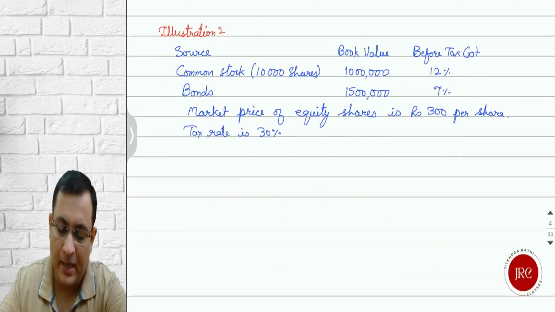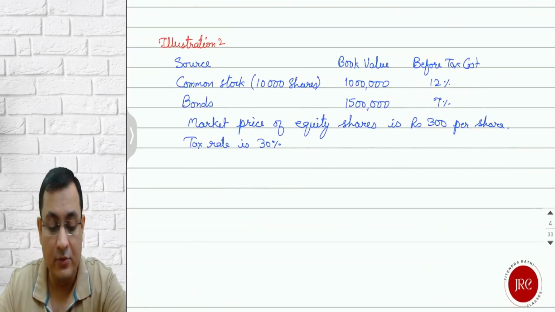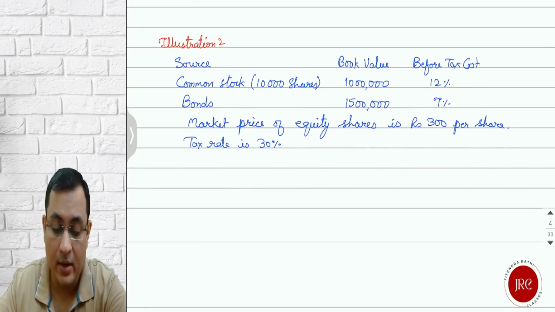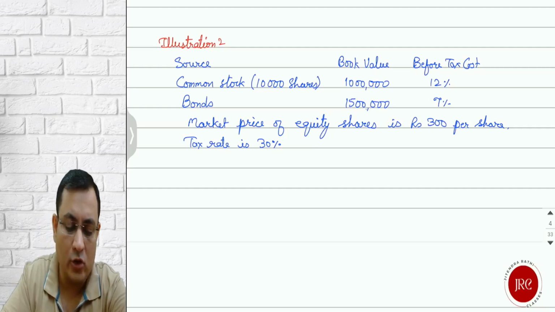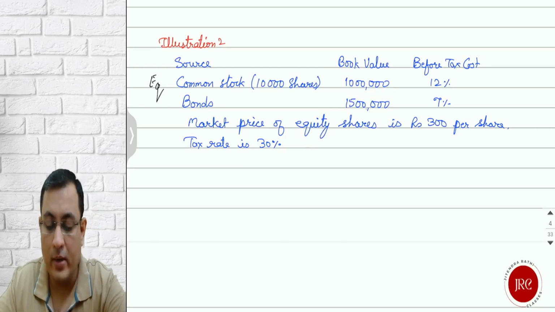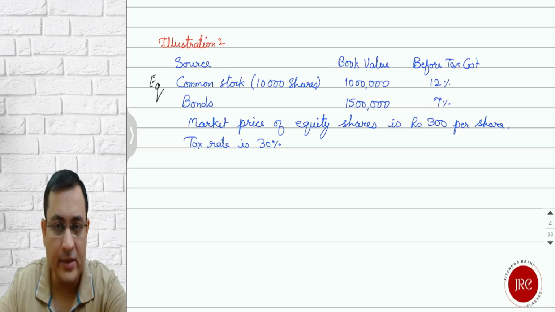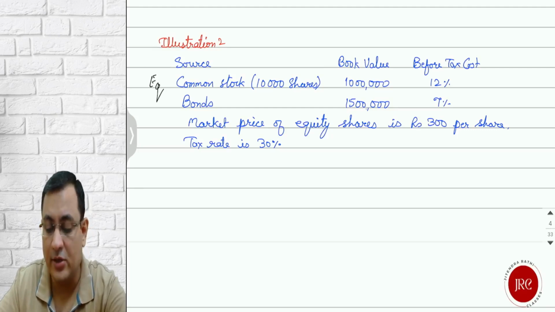Next, second part. In the first illustration we were given the weights. Now we are required to calculate the weights. There are two sources: common stock, which means equity, and bonds, which means debt. Book value is 10 lakhs and 15 lakhs. Before-tax cost is given. They are also saying that the market price of the equity share is 300 rupees and the tax rate is 30%.